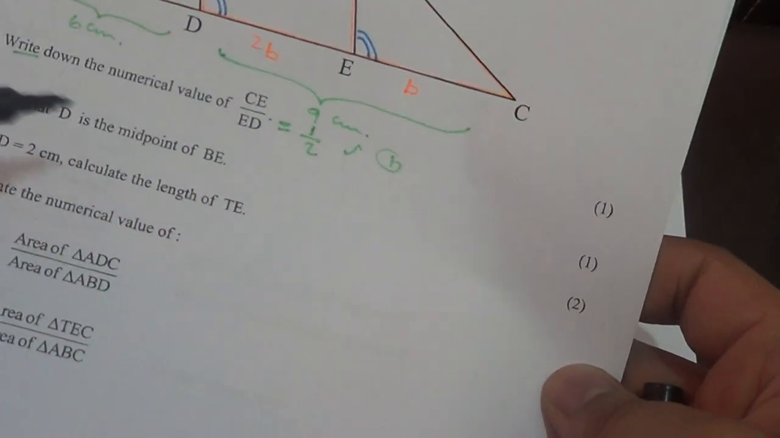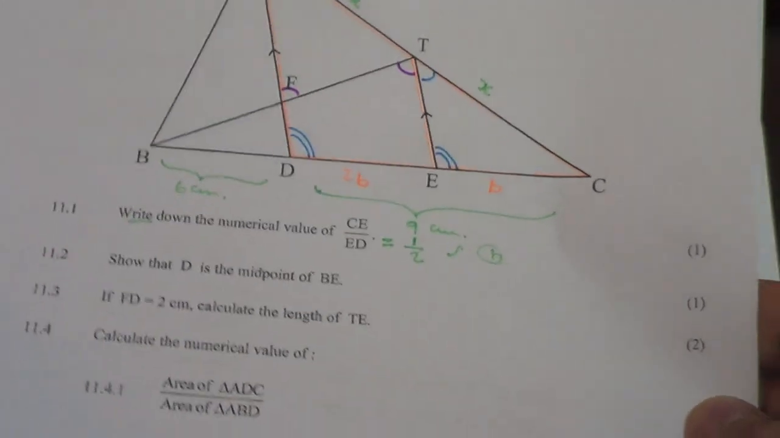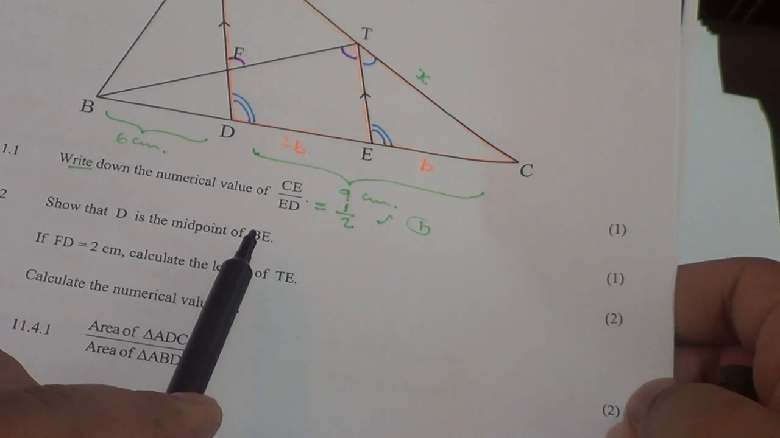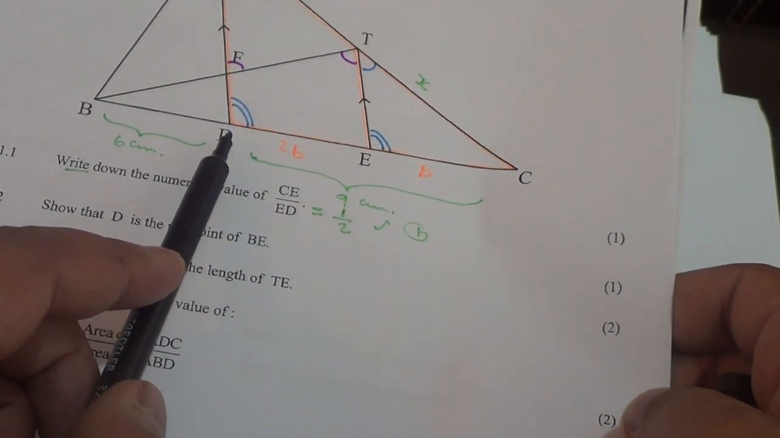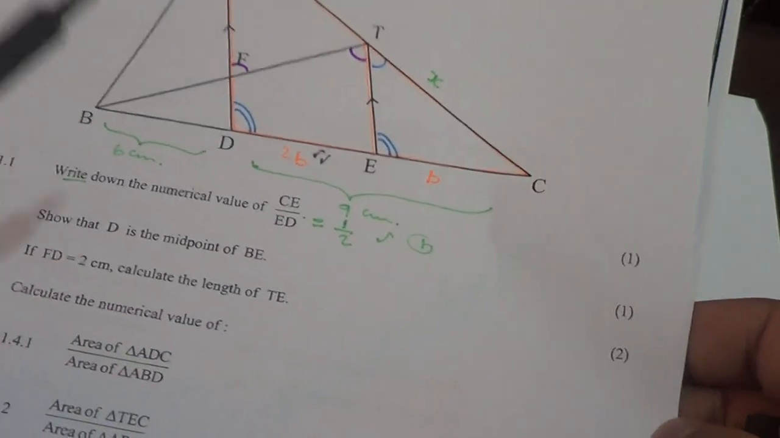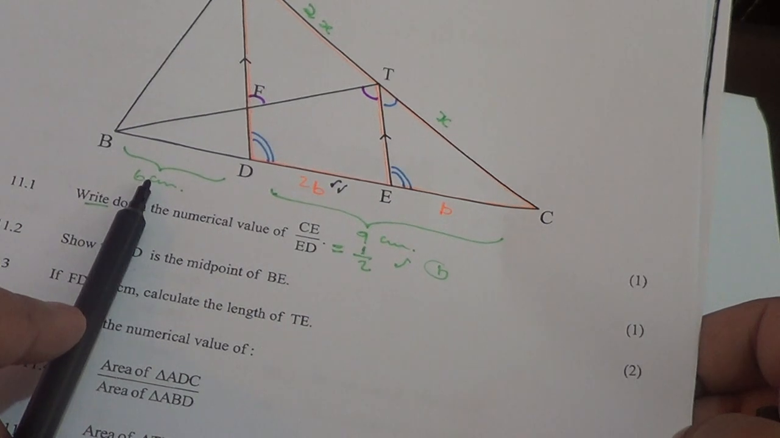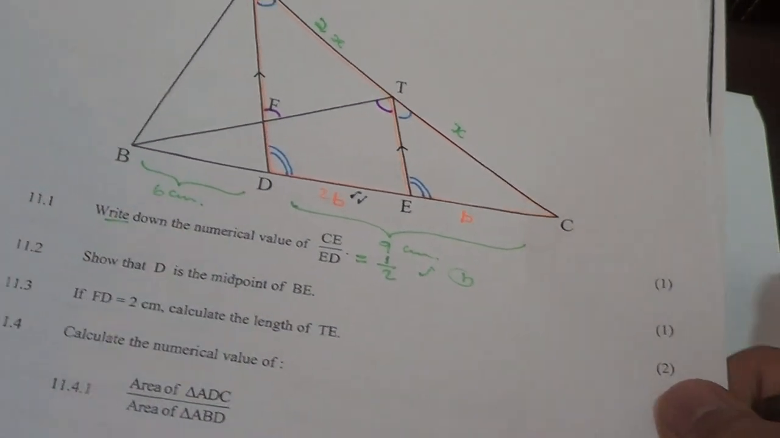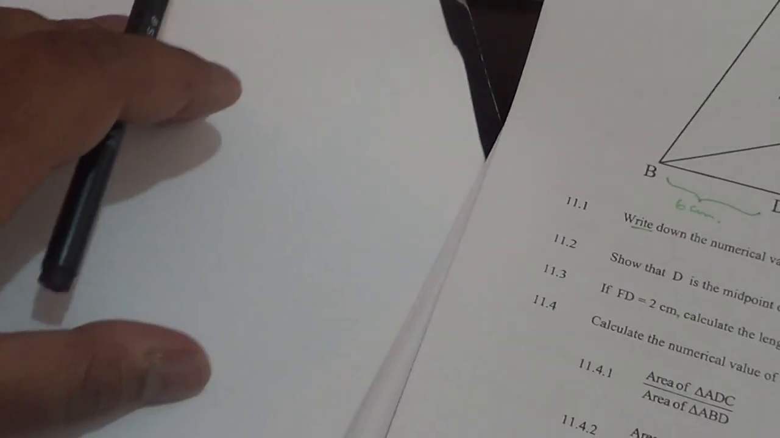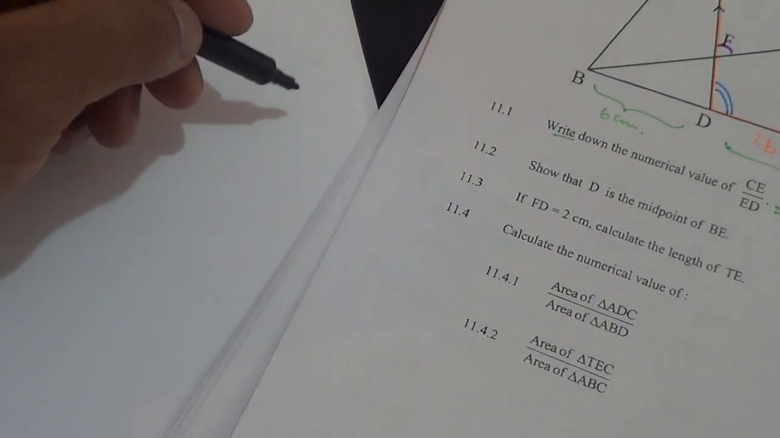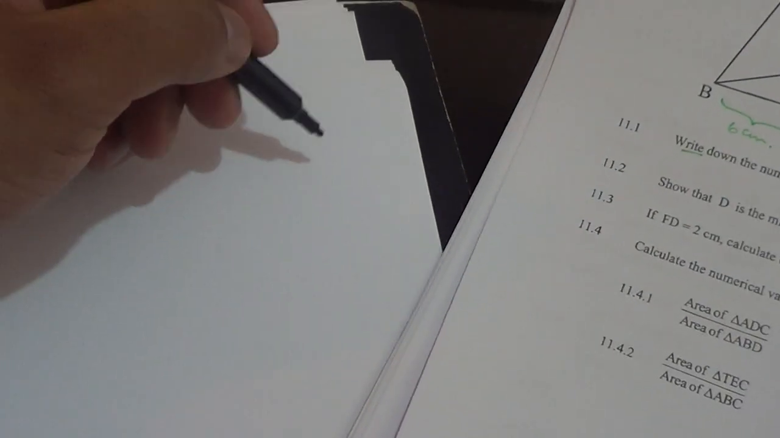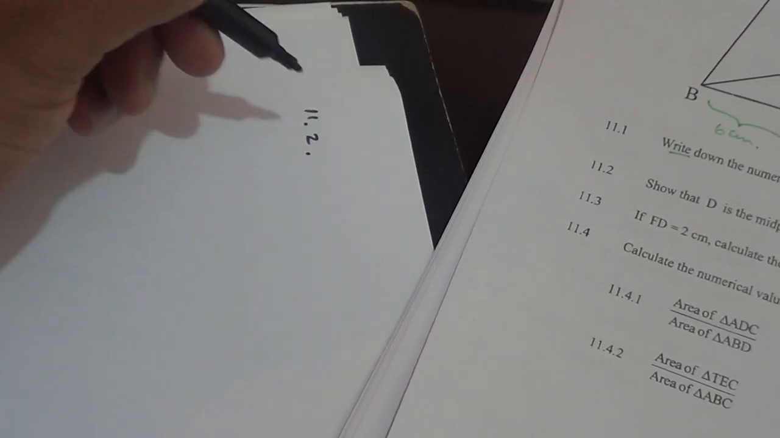We can actually finish this quickly. Now they're saying, show that D is the midpoint of BE. Show that D is the midpoint of BE. So that means find what BE is. If you can calculate BE and it comes up as 6 centimeters, you have done the show. So we're going to use our ratios and proportion. When they say show, unfortunately, there has to be something that is visible.